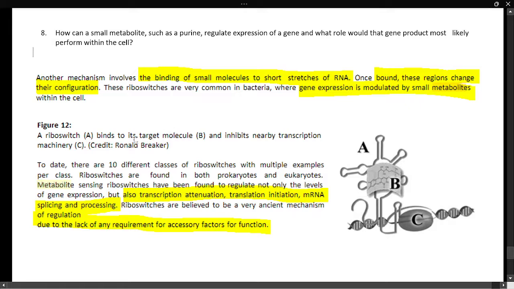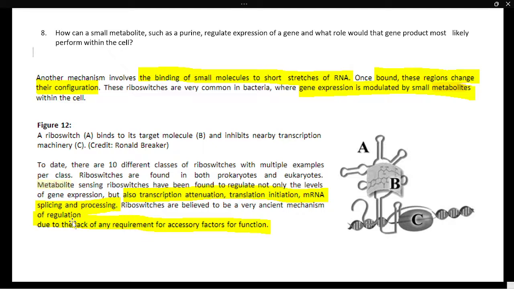And so what it does is this riboswitch, I thought it was roboswitch, and I read it roboswitch for a lot, binds to the target molecule and inhibits nearby transcription. Because, I wonder why. So that we don't have two blobs against each other. Whatever. Okay, so to date, yada yada yada. It's very important because it affects all these three things. And we know it's existed for a very long time because it doesn't require much factorization.